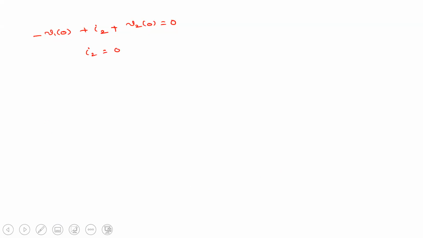Sir, that is I2 of 0, not I2 of t. Yeah, of course, I2 of 0. Zero, right? Yes, sir. Right.